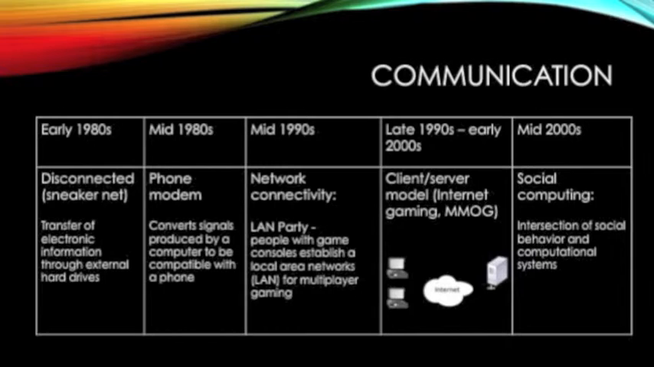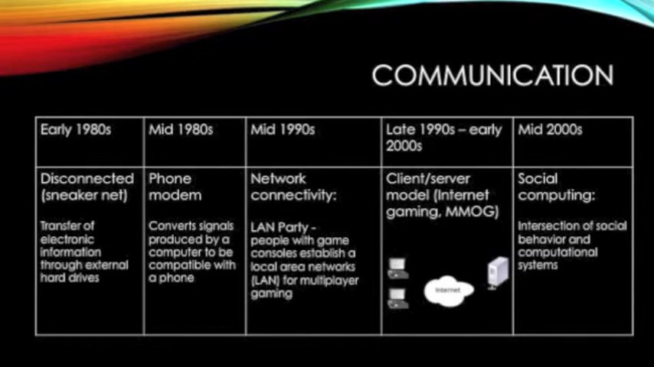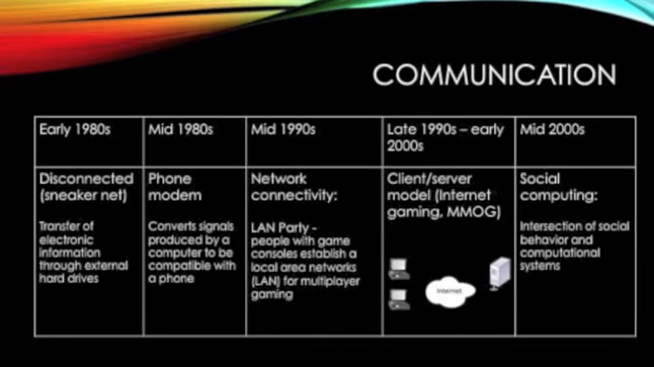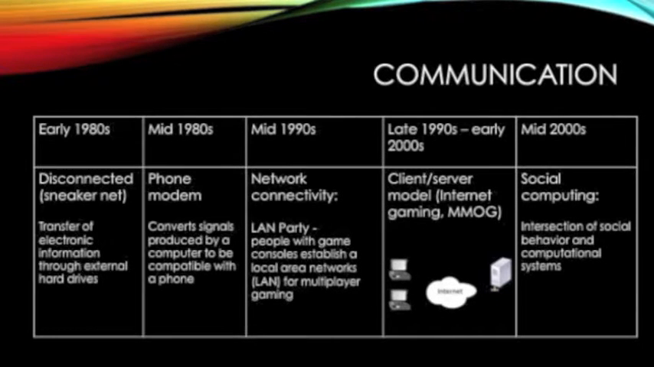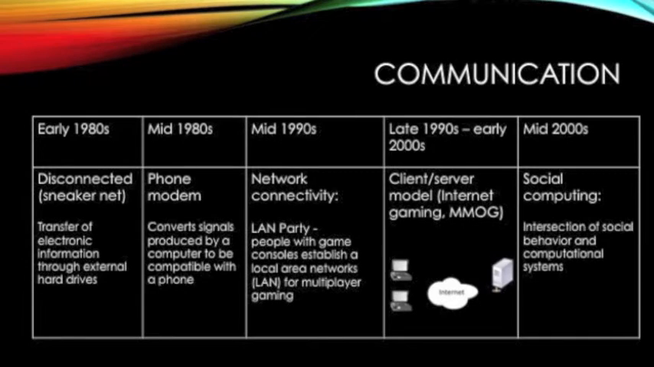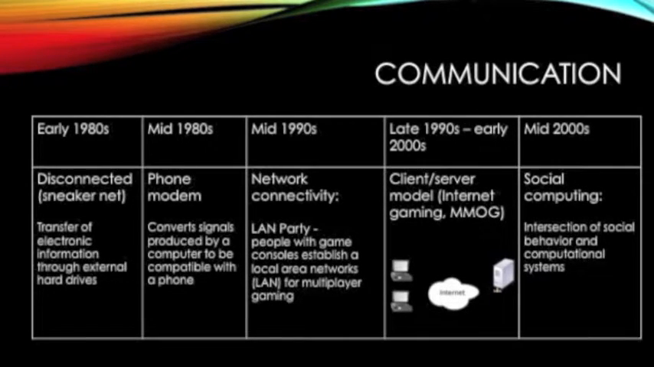This slide shows a chart of the ways that video games communicate and how we communicate with each other through gaming technology. In the early 1980s, SneakerNet was a transfer of electronic information through external hard drives. That developed into the phone modem, which in the mid-1980s became popular. So the phone modem converts signals produced by a computer to be compatible with a phone. In the mid-1990s, there was a focus on network connectivity.